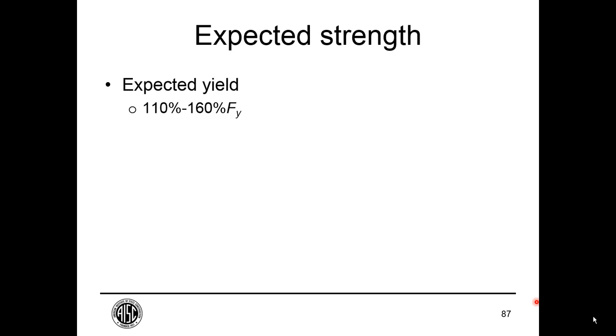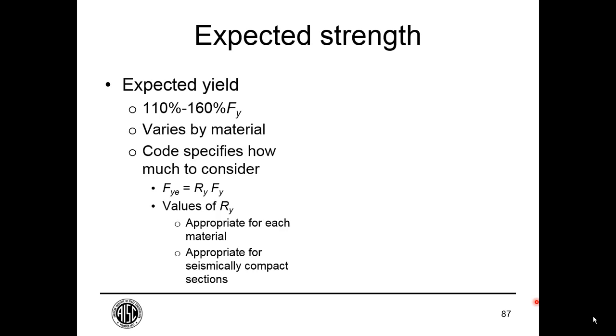Often we use a specified minimum yield strength that is quite a bit lower than what the coupon test will show. And that material overstrength is often significant. It can be 10% or as high as 60%. It varies material by material. And our building code, AISC 341, the seismic provisions, defines what the engineer should consider.